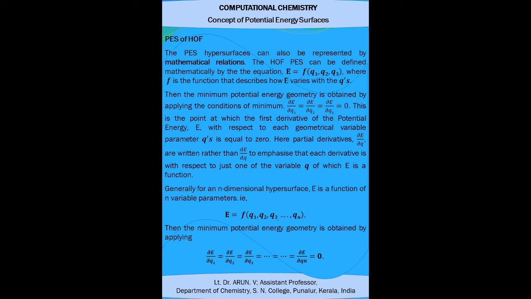The HOF potential energy surface can be defined mathematically by the equation E equals f of q1, q2, q3, where f is a function that describes how E varies with the q values, that is q1, q2, q3. The minimum in the potential energy geometry is obtained by applying the conditions of minimum, that is the partial derivative of the energy with respect to the geometrical parameter equals 0, that is ∂E/∂q1 = ∂E/∂q2 = ∂E/∂q3 = 0. This is the point at which the first derivative of the potential energy E with respect to each of the geometrical parameters q is equal to 0.